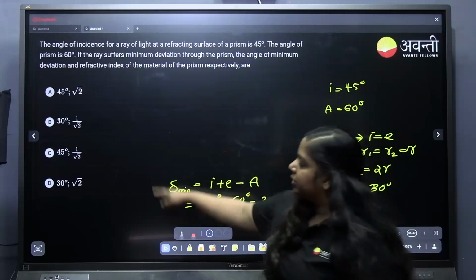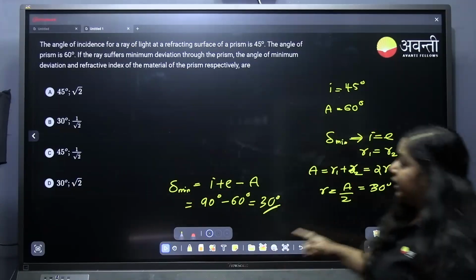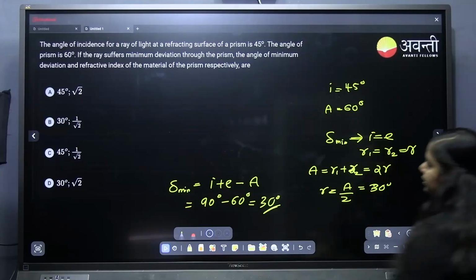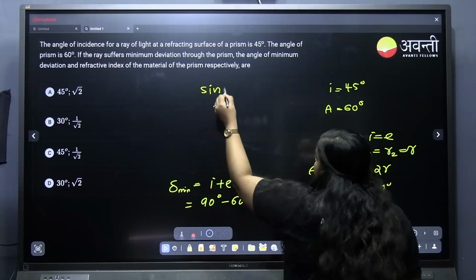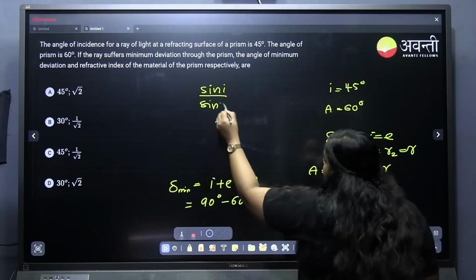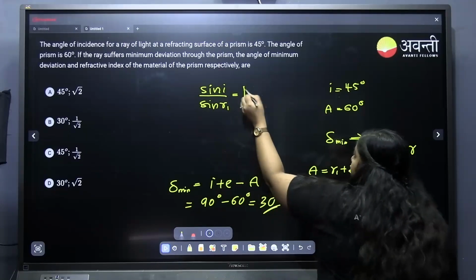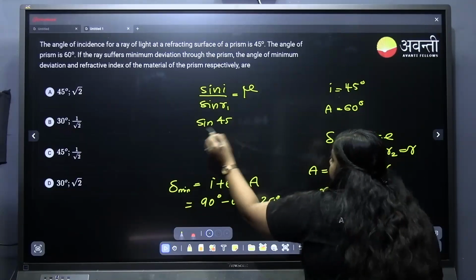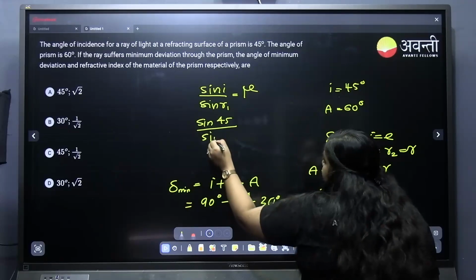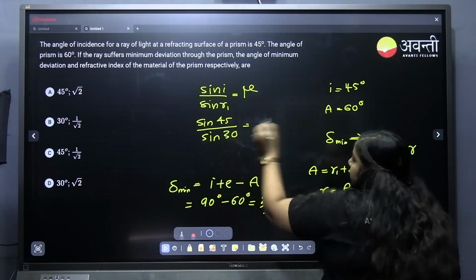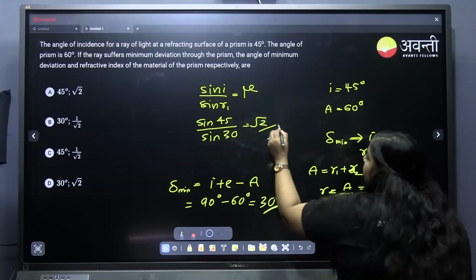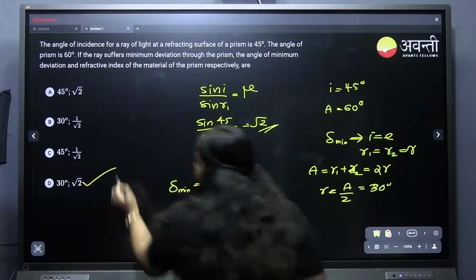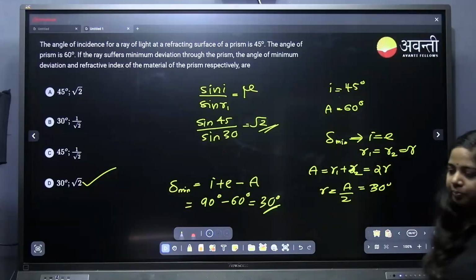As you can see, two options are there, B and D. In that we have to find refractive index. Okay, how to find refractive index? Refractive index will be sin I by sin R1 equal to refractive index. Sin I is sin 45 divided by sin R1, which is 30 degree, equal to root 2. Okay, answer is option D, 30 degree, root 2.